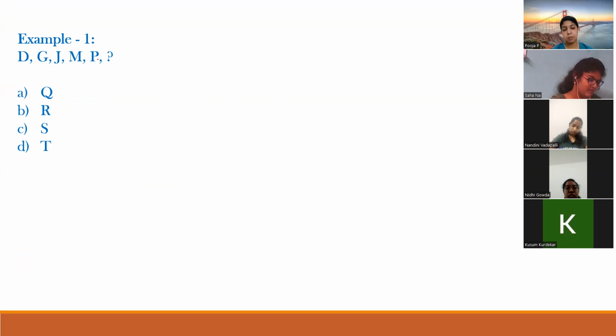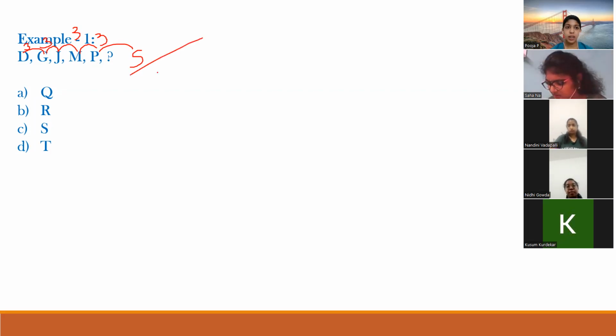D, G, J, M, question mark. So D, E, F, G. So you have three. H, I, J, again it is 3. J, K, L, M. Okay, so it's a repeating pattern of 3. N, O, P is our answer. Yes, ma'am. P, Q, R, S. S is supposed to be the answer. Sorry, if you're counting P, you should leave P, or the last one you're supposed to leave and take the next one. So you're supposed to get S.